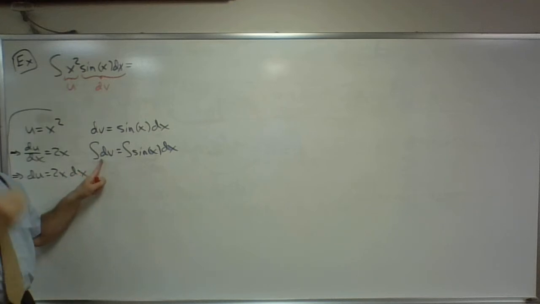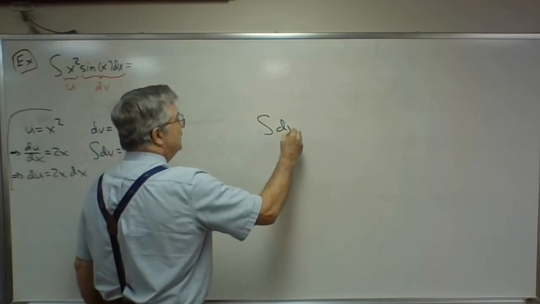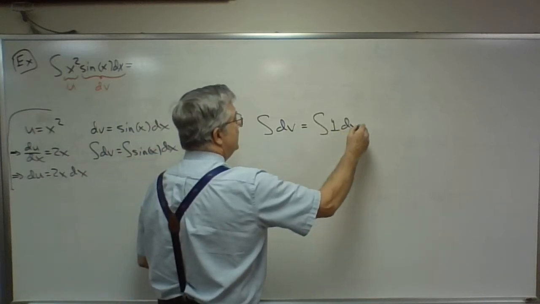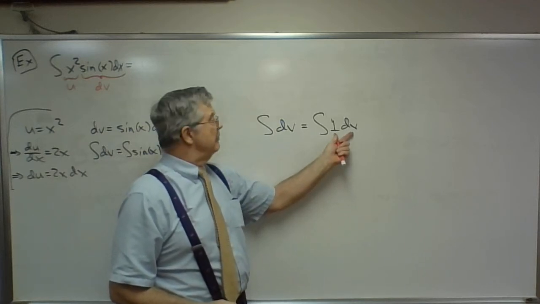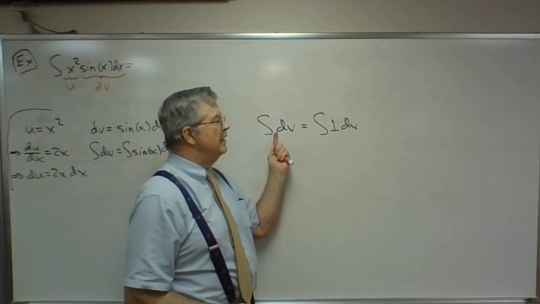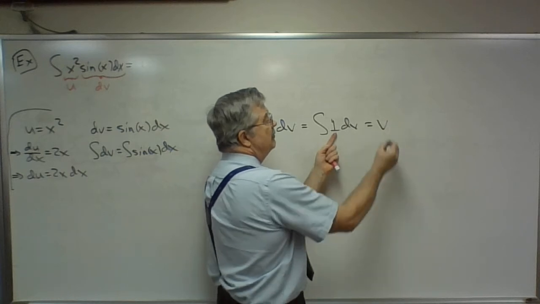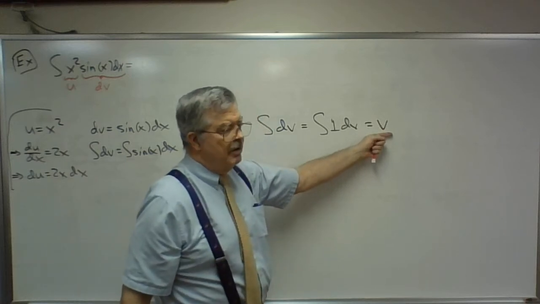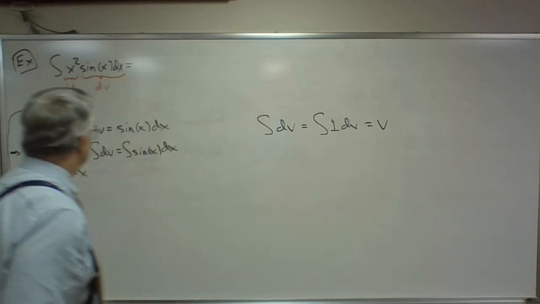The integral of dv, well, let's see. Maybe I should have said something about this in the last example. The integral of dv: if we insert a factor of 1 here, we're not changing the value of the integrand, are we? So we can think of this as 1 times dv, and the antiderivative of 1 with respect to v is just v plus some constant. And in the integration by parts process, we'll leave the constant off until the end.